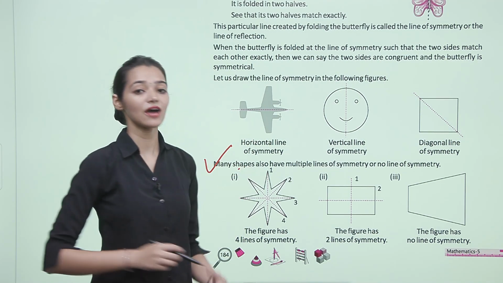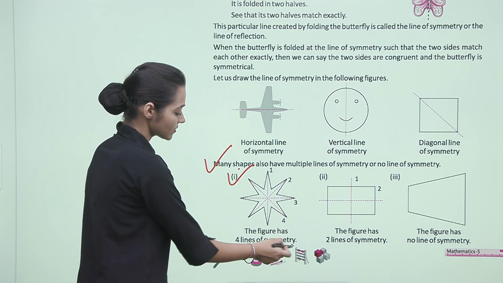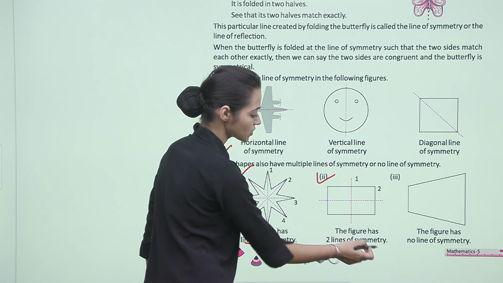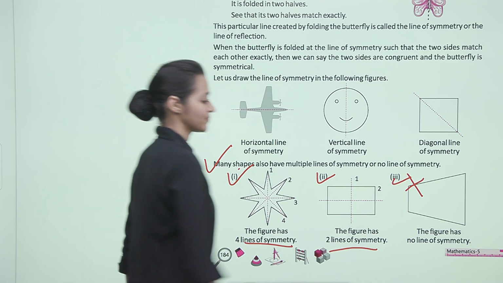Now many shapes have multiple lines of symmetry or no lines of symmetry. For example, this figure has 4 lines of symmetry, this one has 2 lines of symmetry and this one has no line of symmetry.